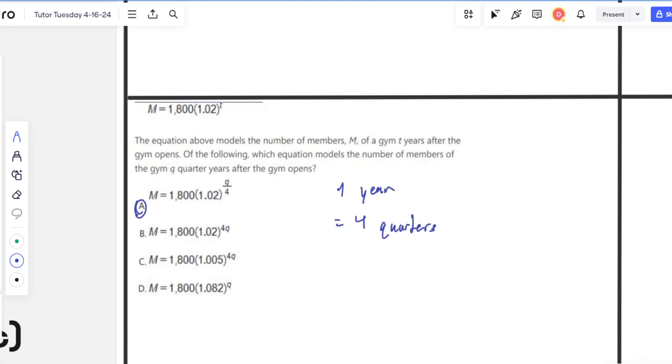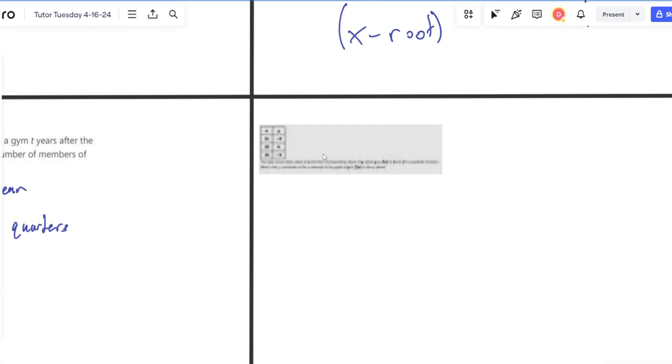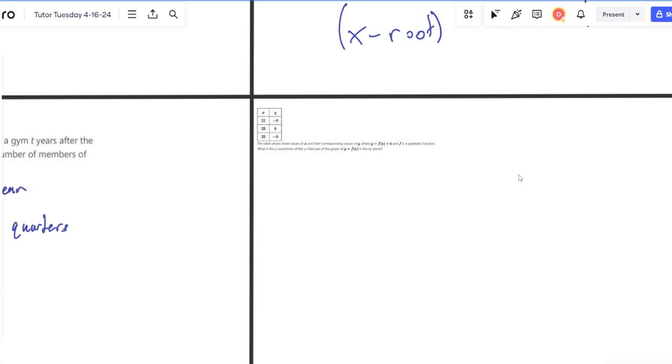Now let's do one more of these nonlinear functions. Yeah, if you get a screenshot, I'll paste it in here. In the meantime, let's do this question right here.